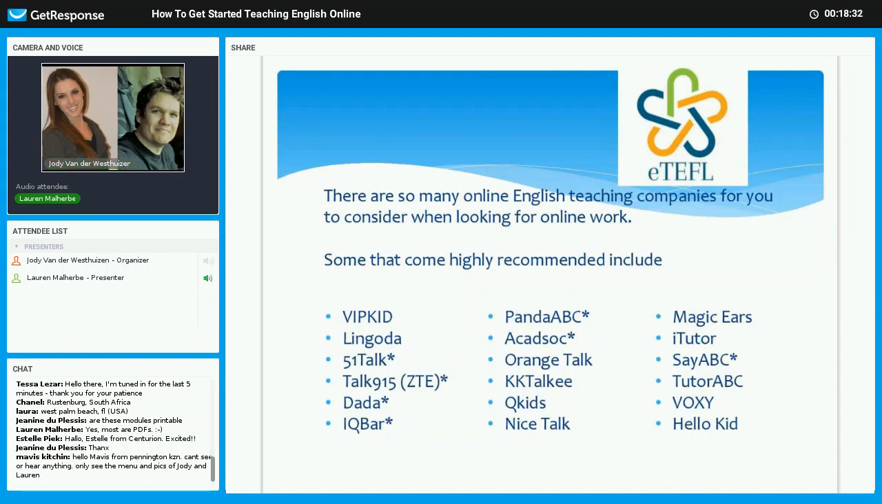It's not a problem. IQ Bar is a British-based company. They'll pay you in pounds. Panda ABC pays well, and I know they hire South Africans without degrees. A CADSOC, they'll hire anybody, but their pay is very low. Say ABC is another good one. But anyway, have a look at that list, and when you sign up with us, we will send you a huge list of application links to all of these companies, over 100. So don't worry about that. That's something we can deal with later.